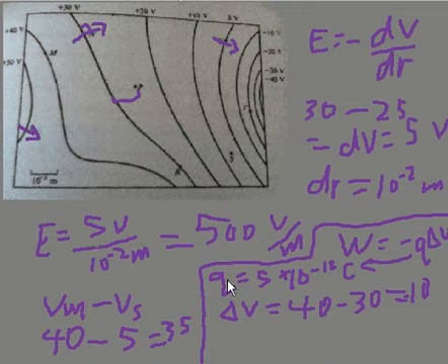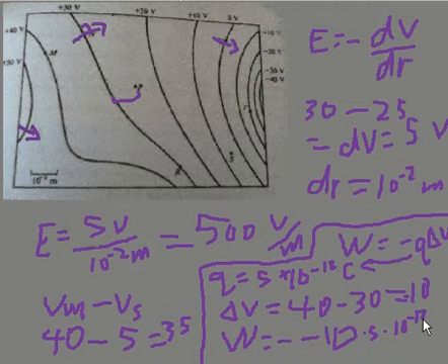So all we have to do now is just simply plug in our variables. So work equals negative 10, negatives cancel of course, times Q, which is 5 times 10 to the negative 12, times 5 times 10 to the negative 12. And that simply should be 5 times 10 to the negative 11th for work. And that is our value for work.